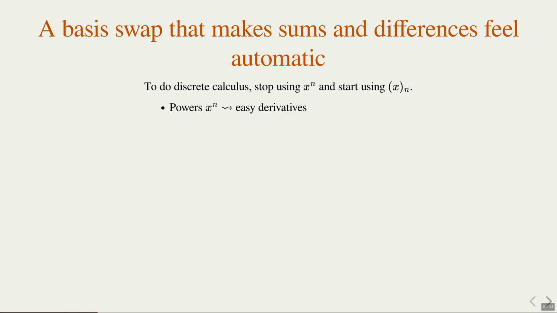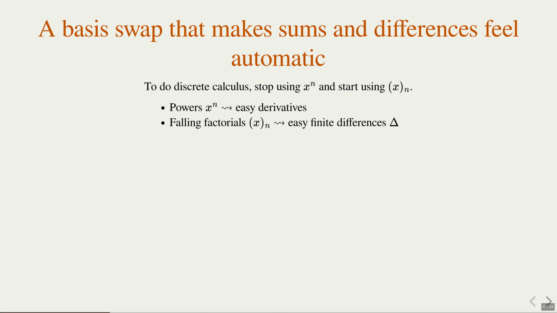Here is the surprise. The reason we learn powers x to the n in calculus is that derivatives treat them nicely. In the discrete world, there's a different basis that the difference operator treats nicely, and it is falling factorials. When you differentiate x to the n, you drop the degree by 1 and pull down n. That is why calculus computations become systematic.